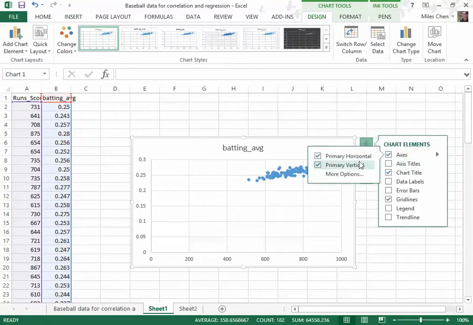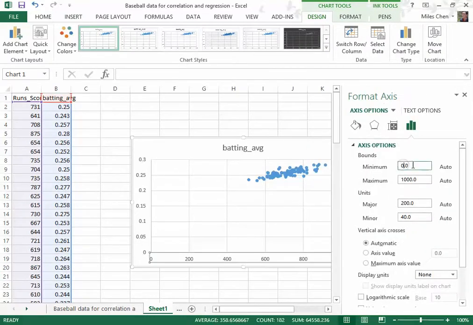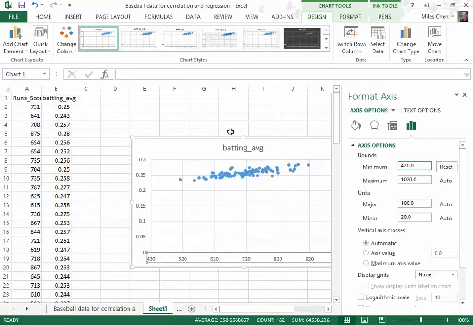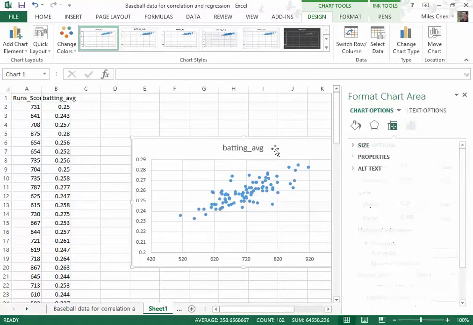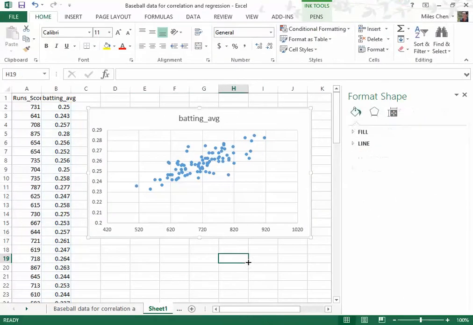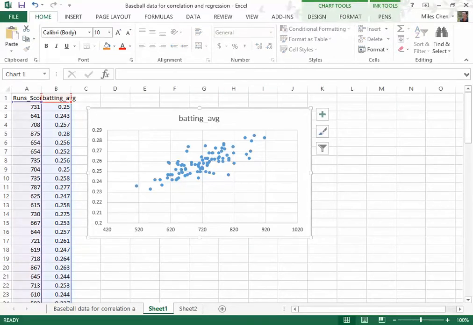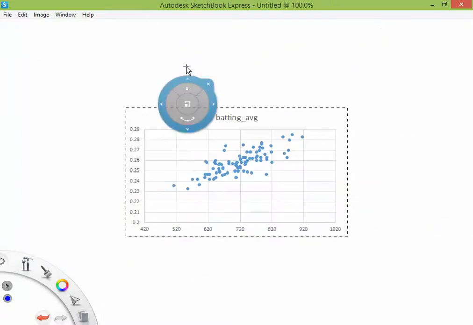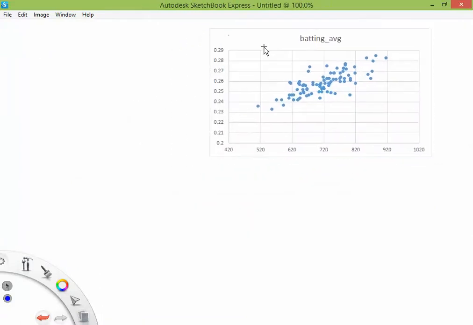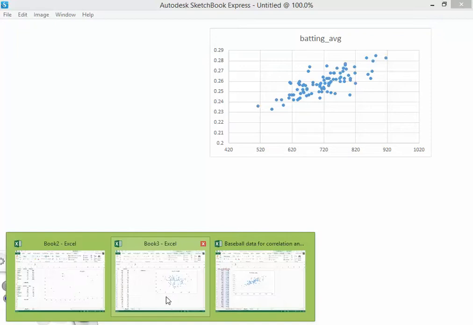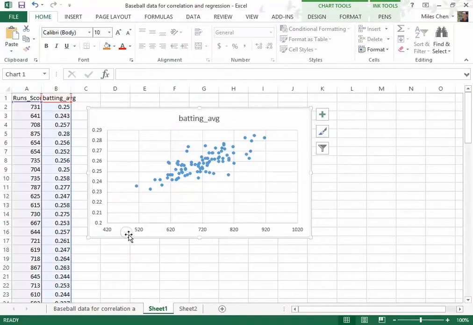Let me adjust these axes. So I want something like 420, and over here maybe 0.2. Okay, so we can see this is a correlation of 0.776. And then let's do the other one. Just give me a second to create these plots here.